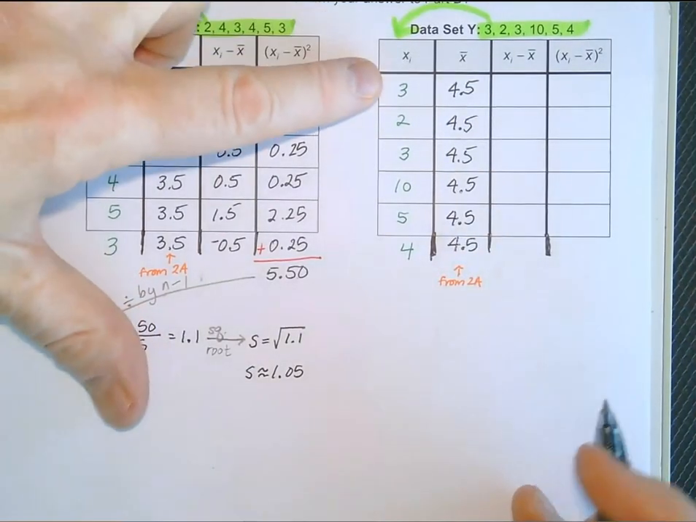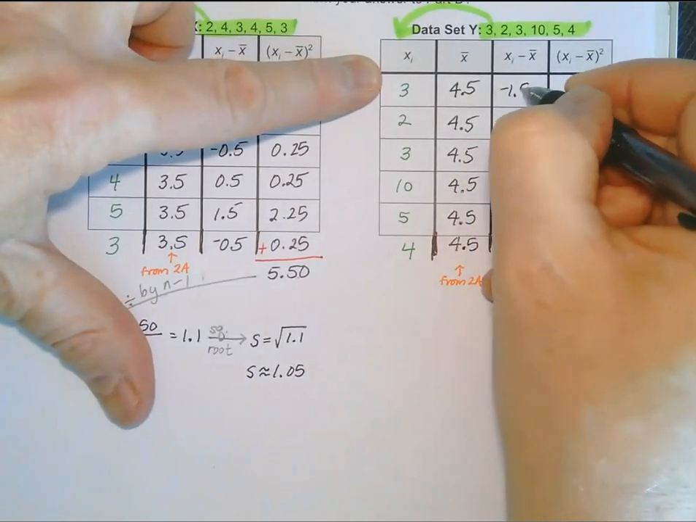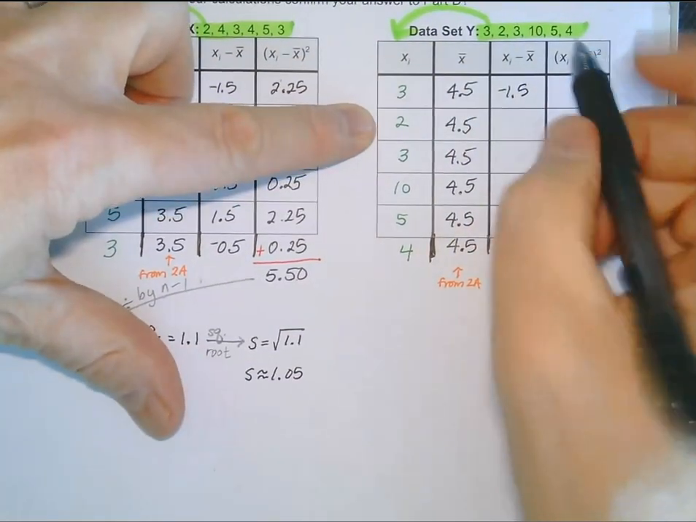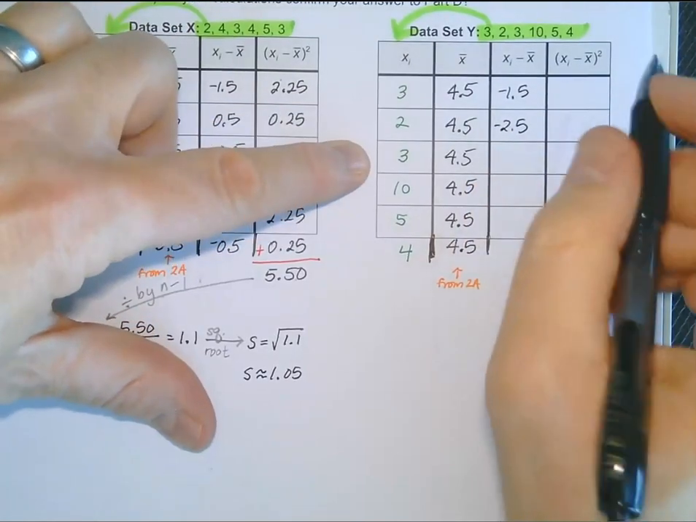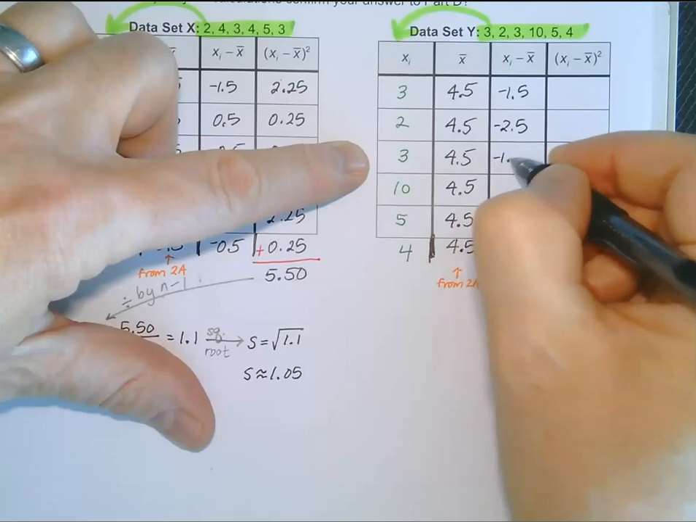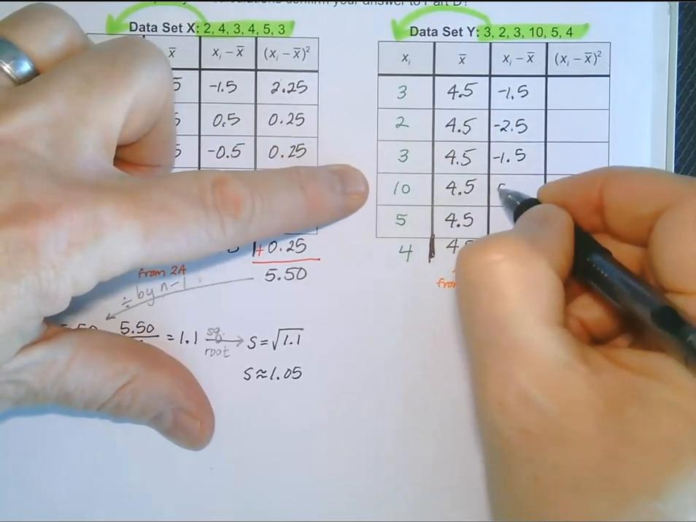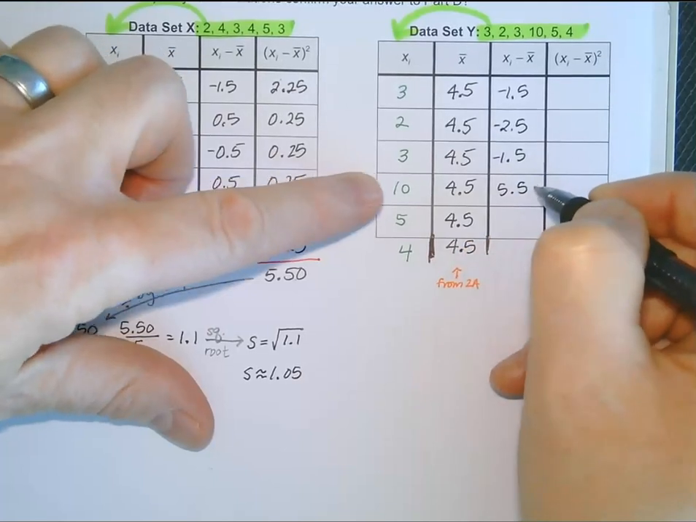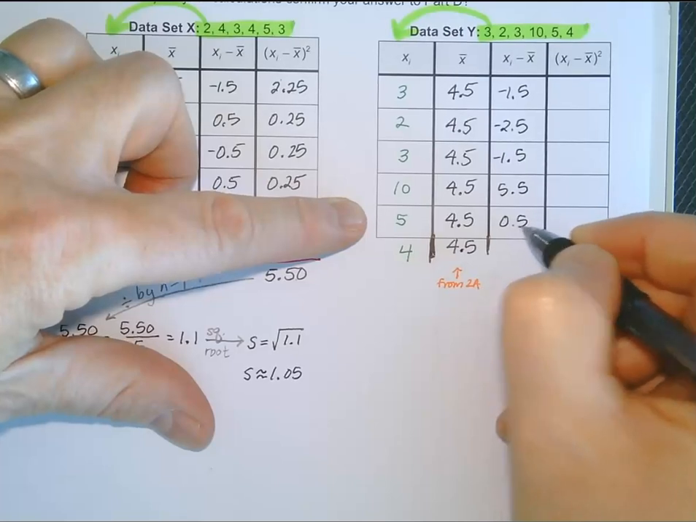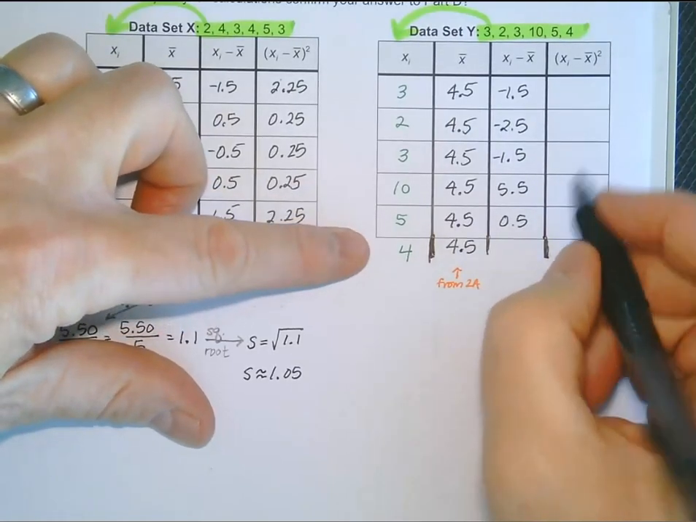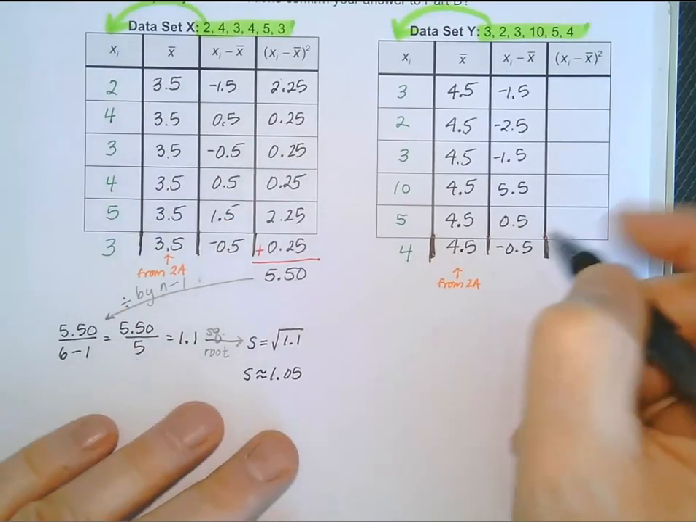I'm going to subtract those. 3 minus 4.5, that's negative 1.5. 2 minus 4.5 is negative 2.5. 3 minus 4.5 is negative 1.5. 10 minus 4.5 is 5.5. 5 minus 4.5 is 0.5. And then 4 minus 4.5 is negative 0.5.